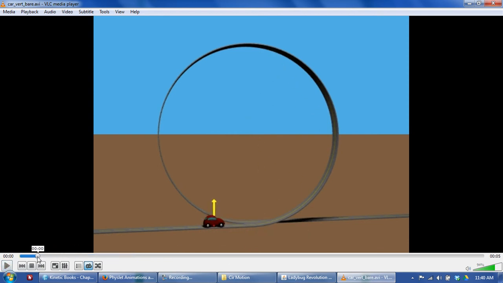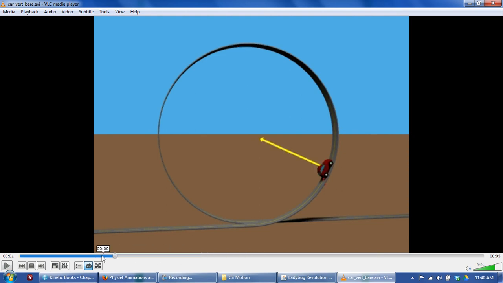Car is going to come in, and of course it has a normal force on it, is what they're showing you here. As it goes up, that normal force changes. And right at that top, did you notice that normal force, that yellow, is 0? So what's providing the centripetal force? Well, the weight of the car is providing the centripetal force.